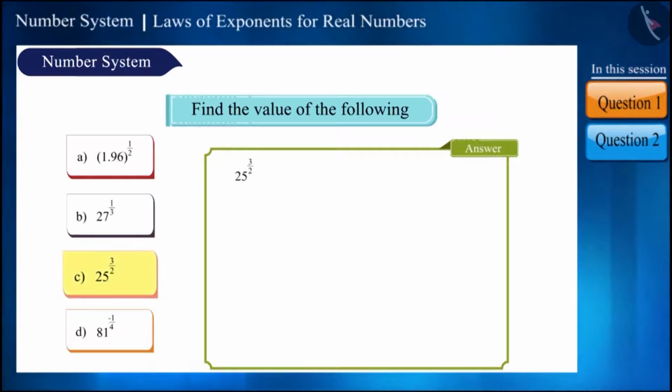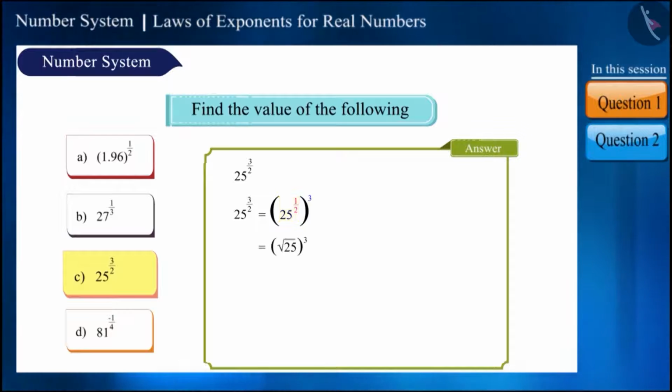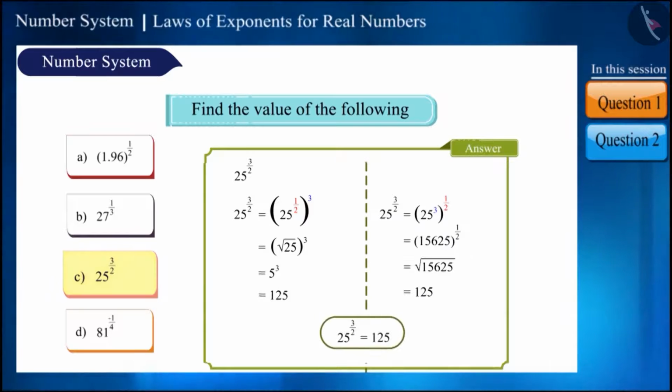Here the power of 25 is 3 by 2. We'll write it in brackets as 25 to the power 1 by 2 and then whole to the power 3 in this way. The power of 25 is 1 by 2, that is the square root of 25. Now we have got 5 power 3, that is cube of 5, which will be 125. Friends, you can also solve it by writing it like this. First by finding the cube and then the square root.